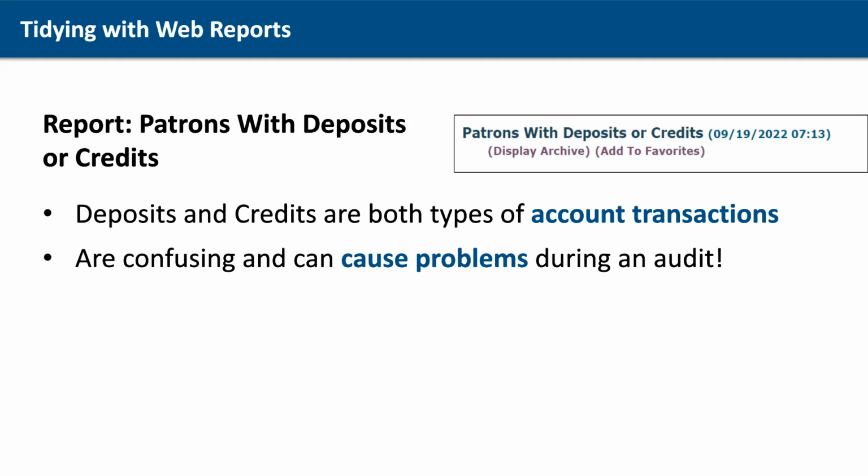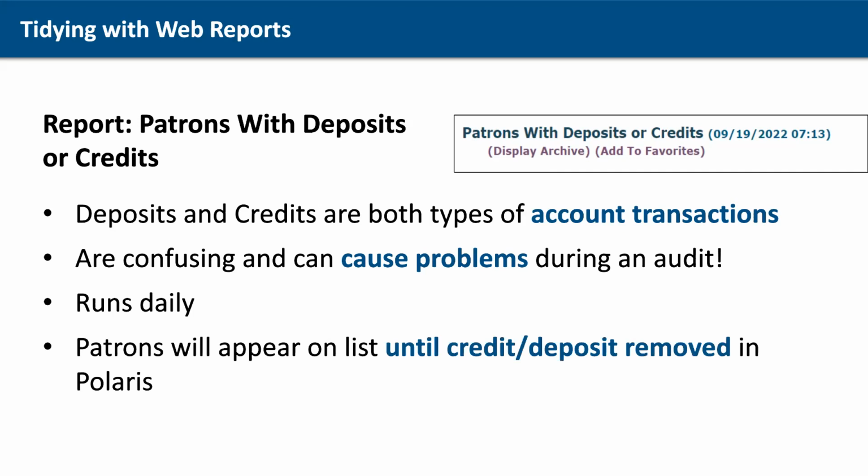Thankfully, I would say it's a very rare occurrence. So we do have a web report available to identify these patrons. Now this report runs daily, and just like our last report, the records will accumulate on it. So if the patron has a deposit on their account today and it isn't removed, it will appear on the report tomorrow. But what's different about this report is that it's a system level report. So all libraries look at the same report. Patrons from all libraries are included here.